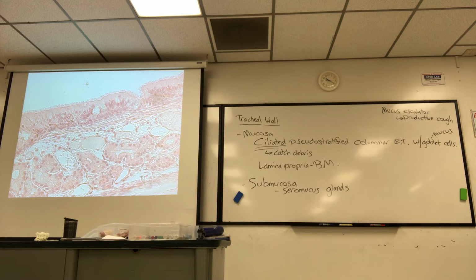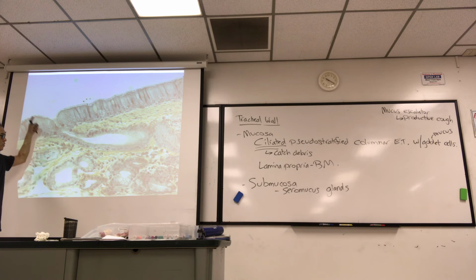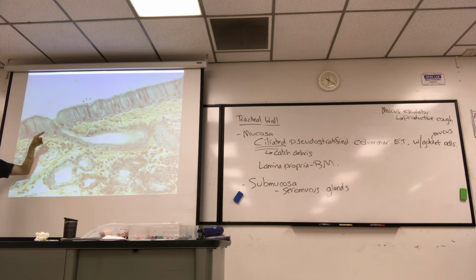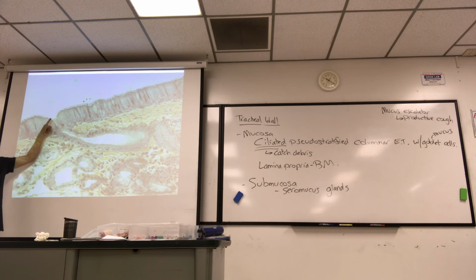So let's go from this picture to this picture. Now, each of these glands has a duct that goes to the surface. And when I saw this, I got really excited. I'm a nerd, so when I see this kind of thing, I get excited. It's very rare to see this. What you've got to do is cut that gland right in the middle so you can see the duct empty to the surface. So all this mucus is being secreted and squirted onto the surface there for the mucus escalator function. So, seromucous gland.